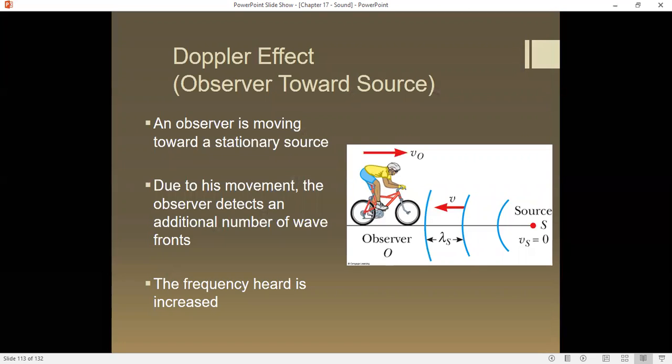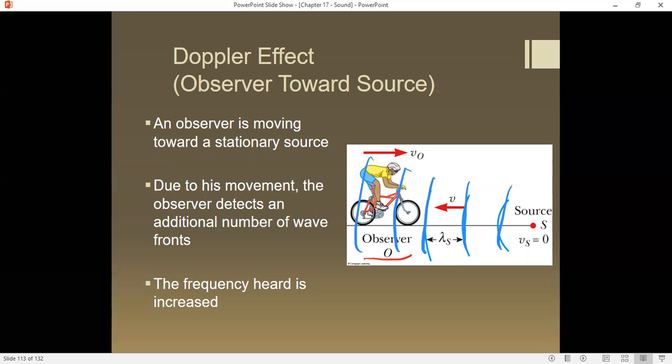Okay, let's do observer toward a source, okay? We showed that when the source is moving, the wavefronts bunch up in front of the source and stretch out behind, okay? But we also have to include what the observer is doing. If the observer is stationary, each wavefront will arrive at the observer depending on the speed of the wavefront and the distance between wavefronts, okay?